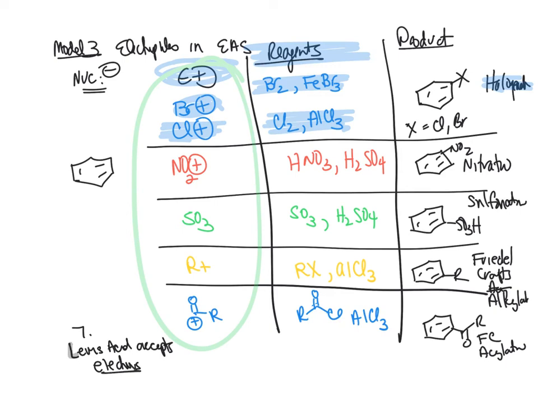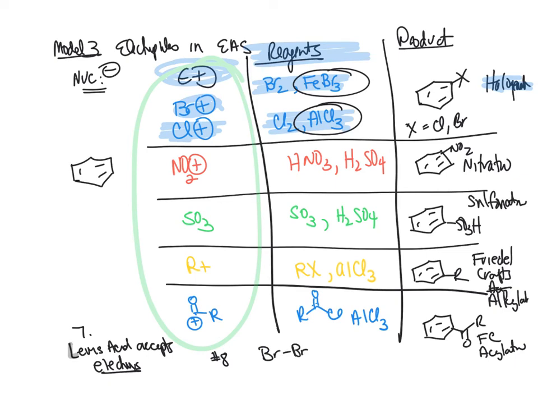A pair of electrons. In the list of reagents for halogenation, what are the Lewis acids used? Aluminum trichloride and iron tribromide. Okay, question number 8. When bromine reacts with iron tribromide, an activated bromine complex is formed, shown below. Draw curved arrows to show the electron movement forming this activated complex.